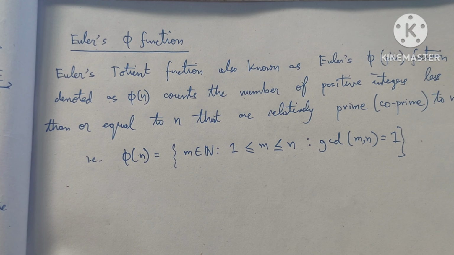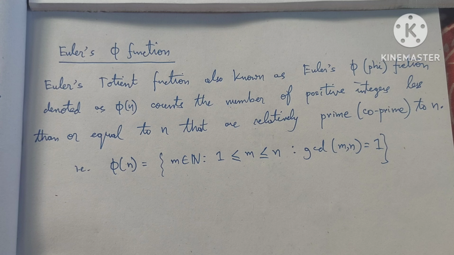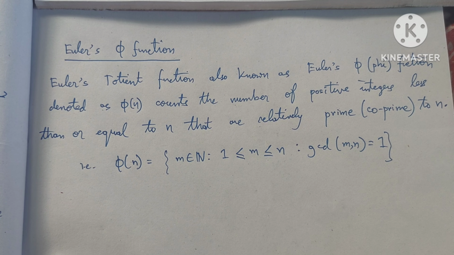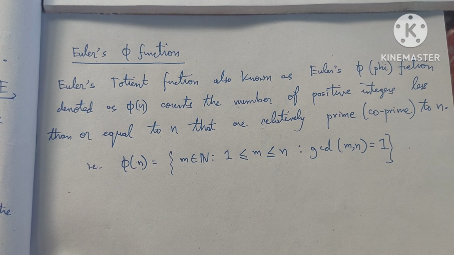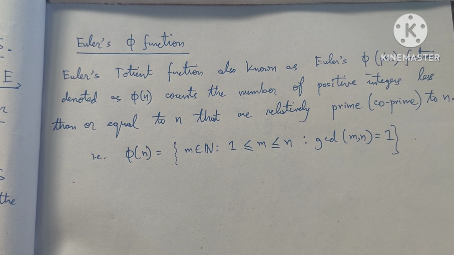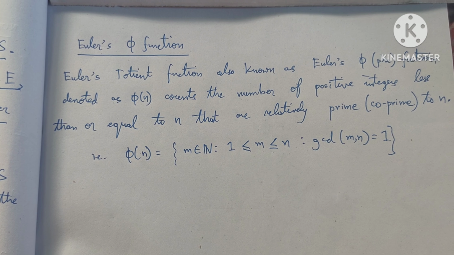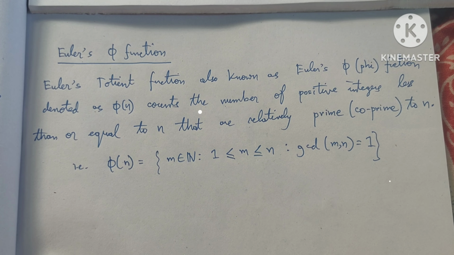Hello friends, in today's video we are going to learn about Euler's phi function. Euler's phi function basically counts the number of positive integers less than or equal to n that are co-prime to n. Now there are some formulas to find the value of Euler's phi function, which we will elaborate now.